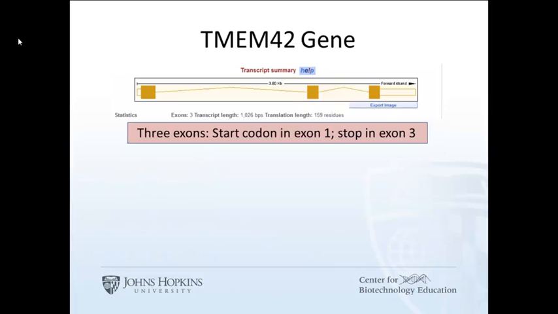Here is the human transmembrane 42 gene model. The filled-in boxes represent coding regions, and the empty boxes represent the UTRs. Note that the start codon comes very early in exon 1. The stop codon comes somewhat early in exon 3. The 5' UTR looks tiny compared to the 3' UTR for this gene.